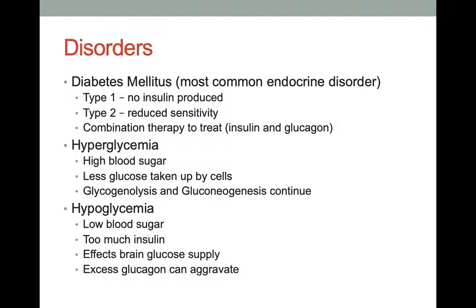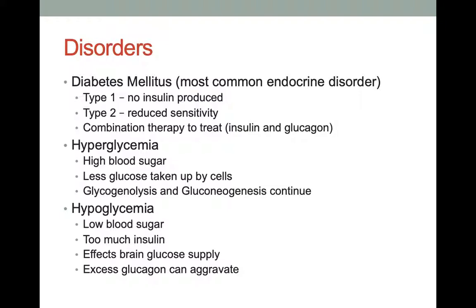And then hypoglycemia is where you have low blood sugar. This can result from either a type 1 diabetic injecting too much insulin at once or having oversensitive production of insulin, too much produced naturally in your body. What happens here is that it affects the brain's glucose supply. Insulin makes the glucose go into the cells, which lowers the blood glucose level, leaving less glucose available for the brain.